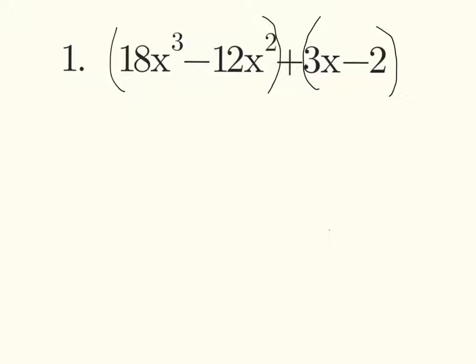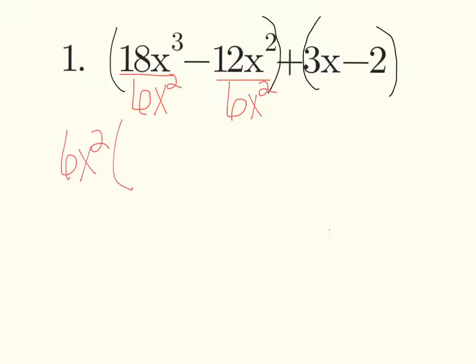Okay. So now we're going to look at them separately. So we're going to look at the 18x to the third and the 12x to the second and find out what they have in common. Well, they have a 6 in common. And then our variables, they have an x and the lowest exponent is squared. Okay. So I'm going to factor out a 6x squared.